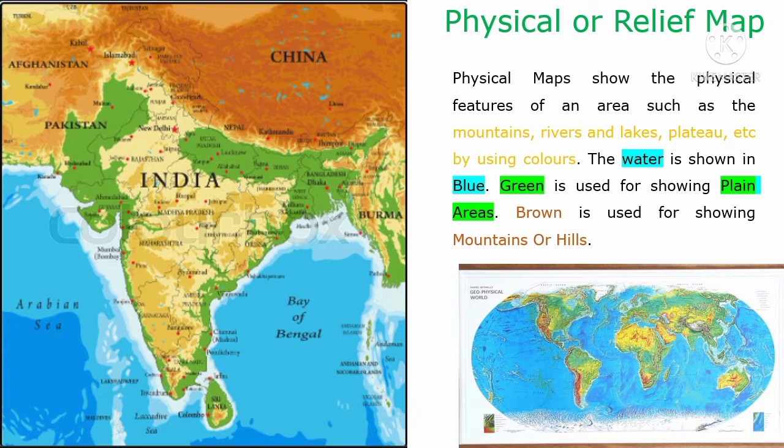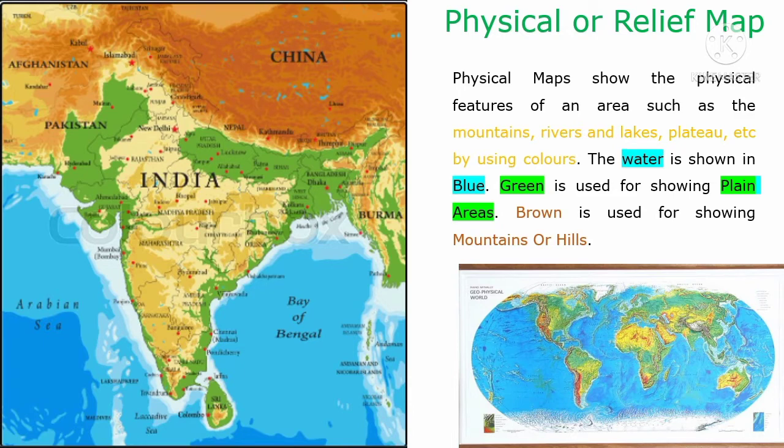But how could you show it in a map? By using the colors. So what colors will be used? To show water, we use blue. Green indicates the plain areas and brown indicates the mountains or hills.